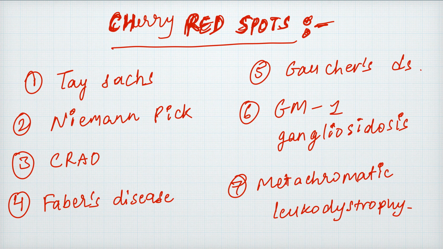Now cherry red spots, some very important conditions where cherry red spots are seen. This is directly asked as an MCQ nowadays. So Tay-Sachs disease, Niemann-Pick disease, CRAO. It is very confusing, CRAO or CRVO. So CRAO is responsible, cherry red spots are seen in CRAO. Now Farber's disease, Gaucher's disease, GM1 gangliosidosis, and metachromatic leukodystrophy. So these are the seven important disorders I have listed for you. Cherry red spots are seen in which one? So remember this and learn this.